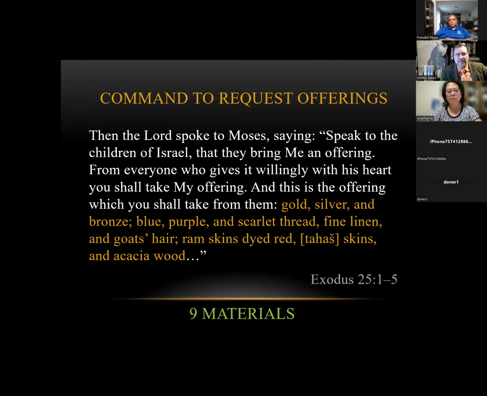I mentioned this already, but in Exodus 25:1-9, God specifically asks them to bring an offering. And he says he wants everyone to give it with a willing heart. That's very familiar to us as Christians. And there are 9 materials he asks for.